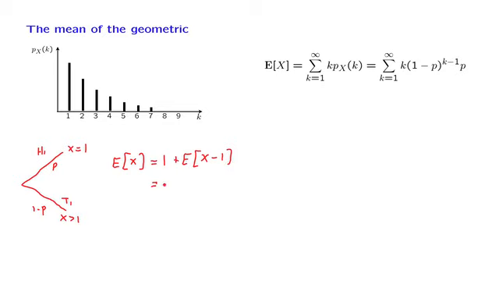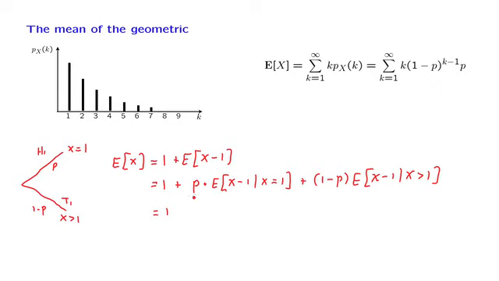Now, the expected value of x minus 1 consists of two pieces using the total expectation theorem. The probability of the first scenario times the expected value of x minus 1 given that x is equal to 1, plus 1 minus p, the probability of the second scenario, times the expected value of x minus 1 given that x is bigger than 1. Now, this term here is 0. Why? If I tell you that x is equal to 1, then you are certain that x minus 1 is equal to 0, so this term gives a 0 contribution.